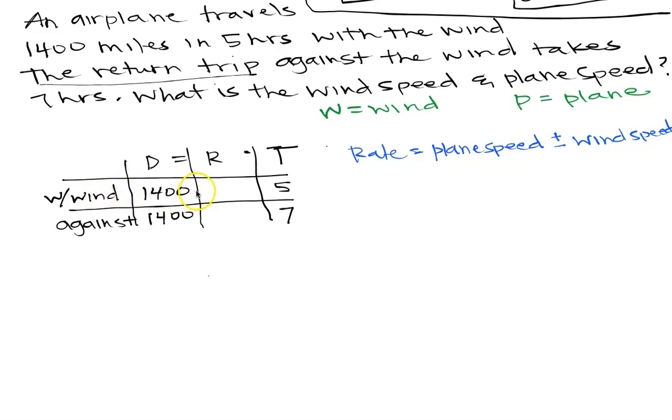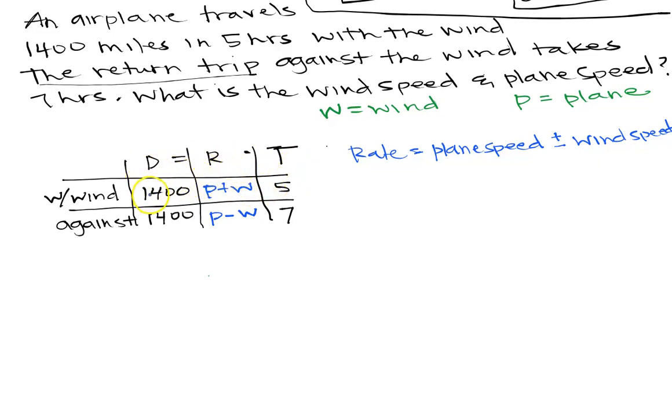So with the wind, that's making you go faster, so we'll say this is P plus W. And against the wind, it's slowing you down, so the plane speed minus however fast the wind is, because it's slowing you down that much. Okay, and then from here we can set up our two equations.